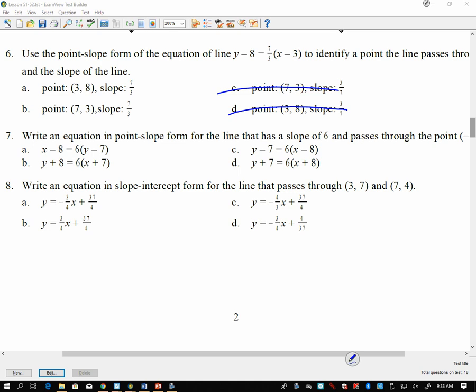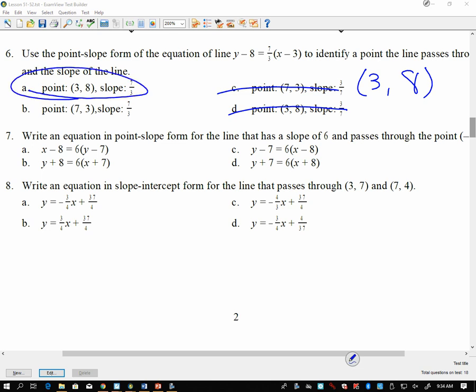Does anybody know, based upon what's up there, what the coordinates of the point being used to make up that equation are? What number represents the x coordinate? 3 or negative 3? Positive 3. Because my equation is y minus y1, and x minus x1, so it's just 3. What about my y value? 8. Okay? So 3, 8, and a slope of 7/3.